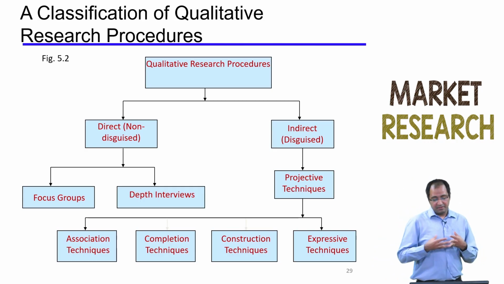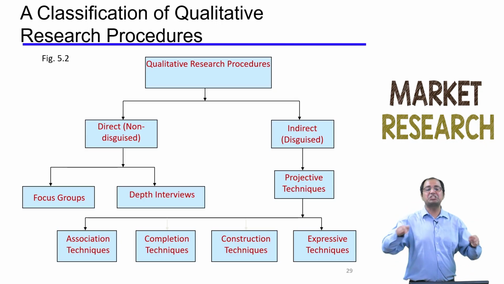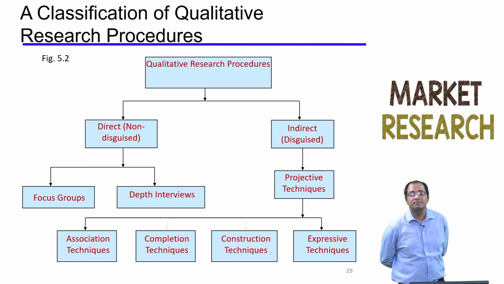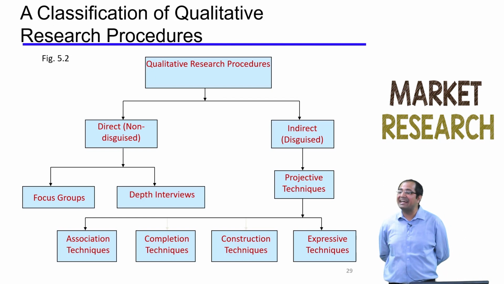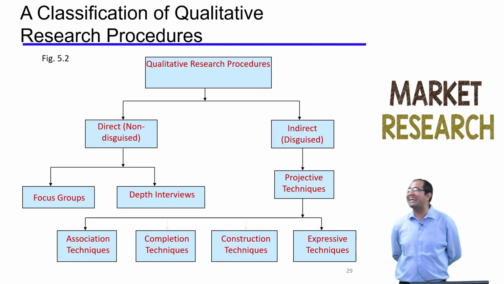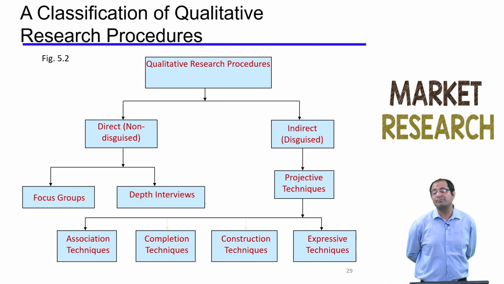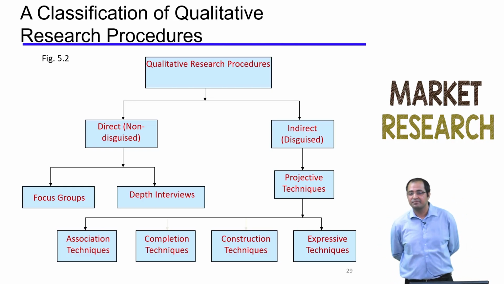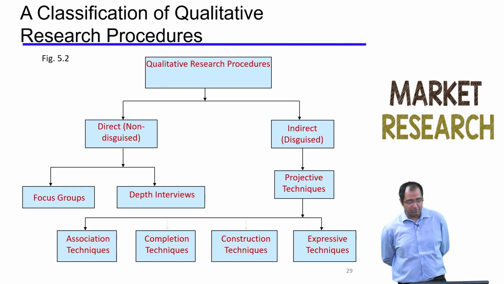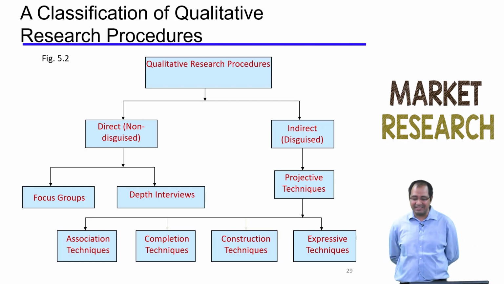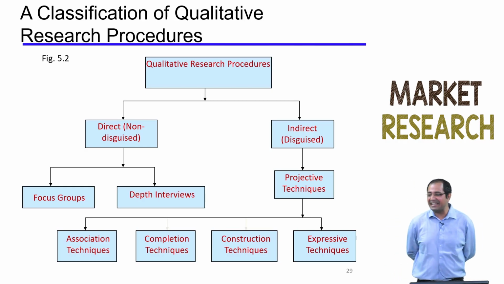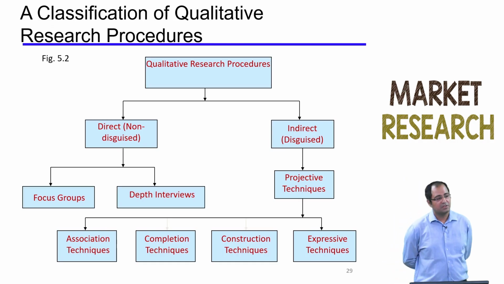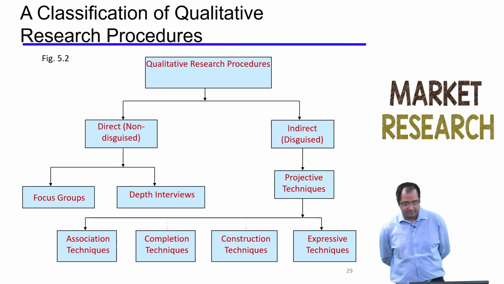So non-disguised, we tell the customer the purpose of the study. And in indirect disguised, we do not directly, or we sometimes hide the purpose of the study, or we do not directly state it. So there are two sorts of qualitative research. In direct, there are focus groups and depth interviews, and in indirect, there are projective techniques. So we will look at all these techniques.